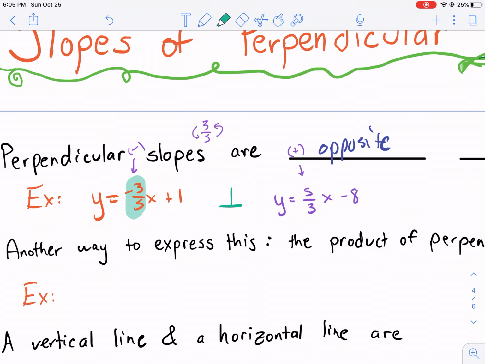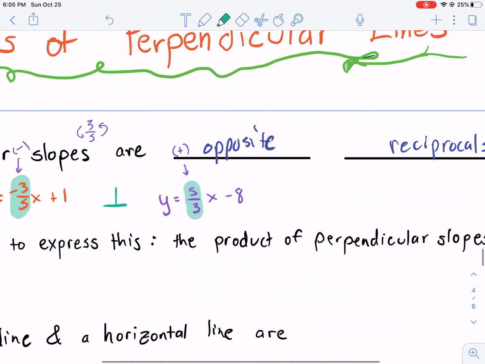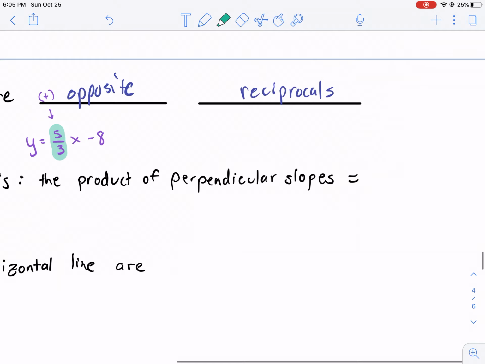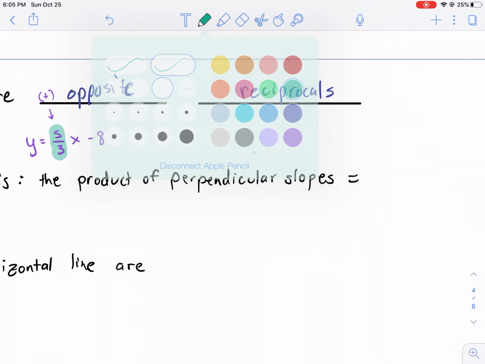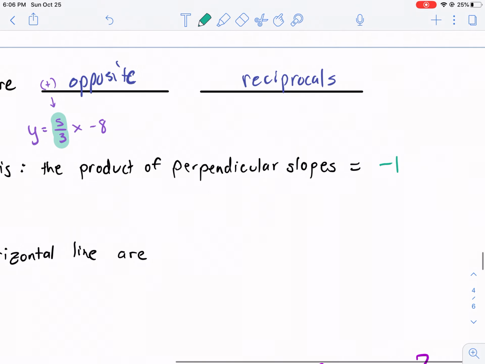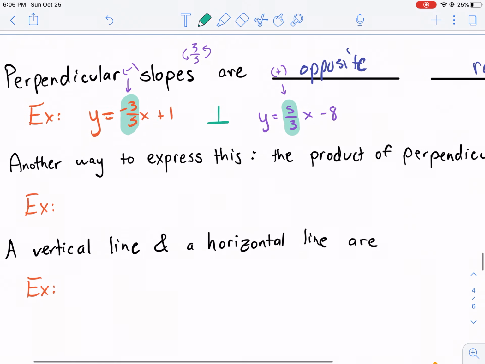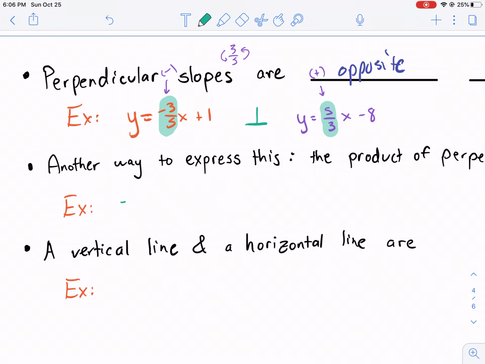It's a perpendicular slope because it's the opposite, meaning the opposite sign, negative, positive, and the reciprocal. Another way to express this: the product of perpendicular slopes equals negative 1. This is kind of a blah, blah kind of thing. Not super important in my opinion, but for some reason your books want you to know this, so whatever, I'll just throw it in. We have negative 3 over 5 times 5 over 3. What happens? We get negative 15 over 15, which equals negative 1. So you see that if you have opposite reciprocals, they are going to multiply to give you negative 1.